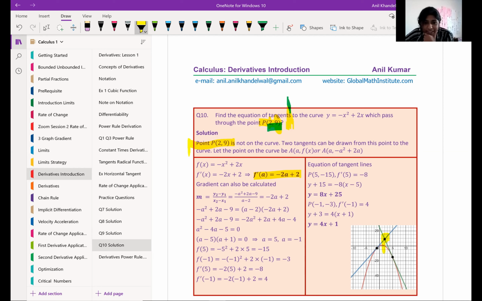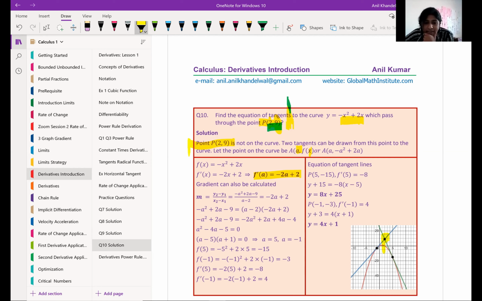So let the point on the curve be A, where A is (a, f(a)), which is a, minus a squared plus 2a. Substitute a in your equation. So minus a squared plus 2a. So that is your y2 value.